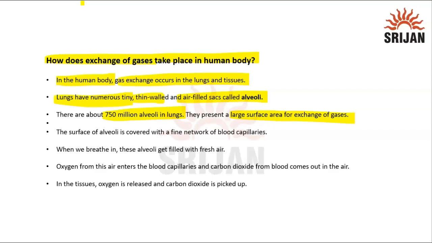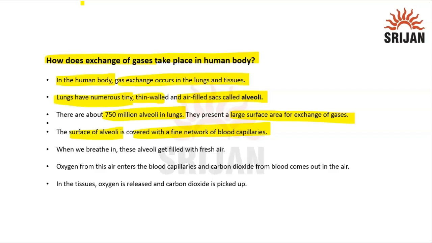Now, what is the point of having so much of area? The more there is a surface of alveoli, the more there is a covering of the fine network of blood capillaries, because obviously you need more exchange of gas. So more exchange of gas requires more surface area with the blood capillaries, so that the blood capillaries which will reach there are involved in the exchange of gases. Okay, so this is how this whole thing works.